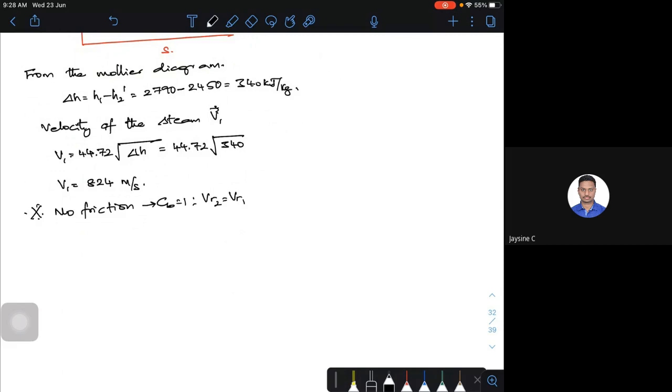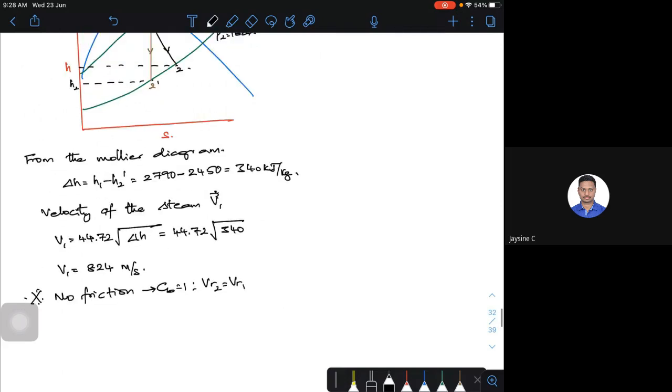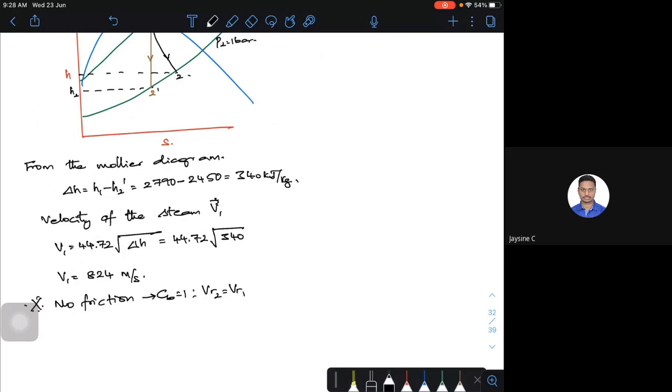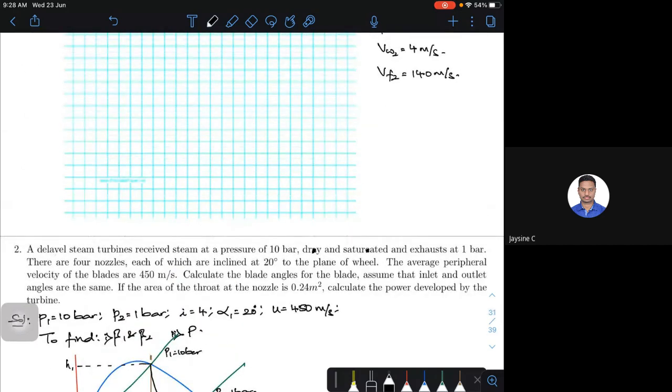In this particular problem you have to be a bit careful. You should draw the velocity triangle and see whether VW2, what we have assumed, is in the opposite direction or in the same direction. If VW1 and VW2 are in the same direction, when you are finding the power, it should be VW1 minus VW2. If they are in opposite directions, it is VW1 minus of minus, so VW2 will be plus. You have to be very careful when drawing this velocity triangle.